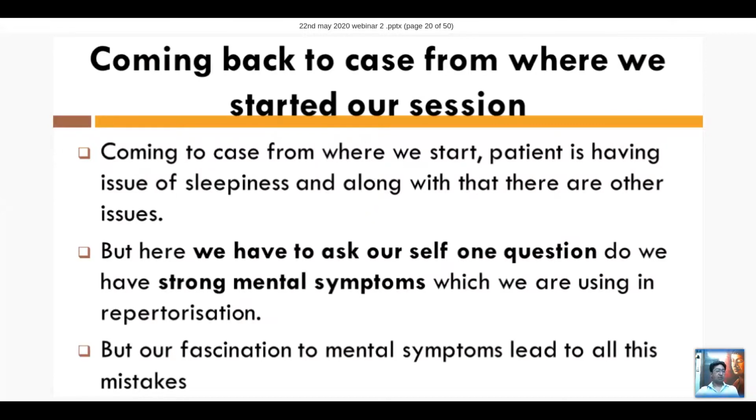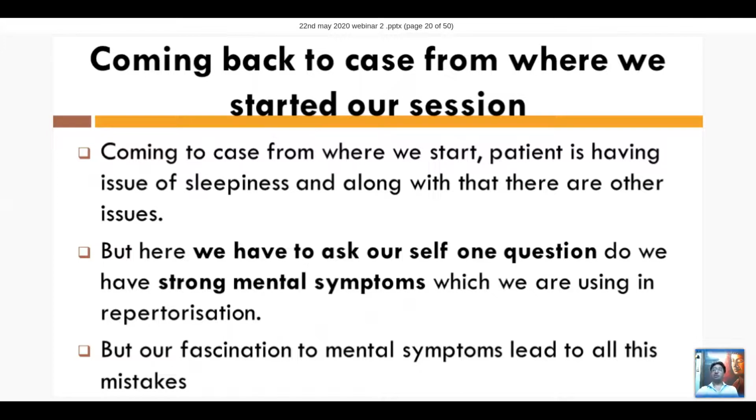Now coming back to that case from where we started our session, which I was not able to treat. Coming back to the case where we started, the patient has the issue of sleepiness, and along with that there are other issues. But here we have to ask one question.